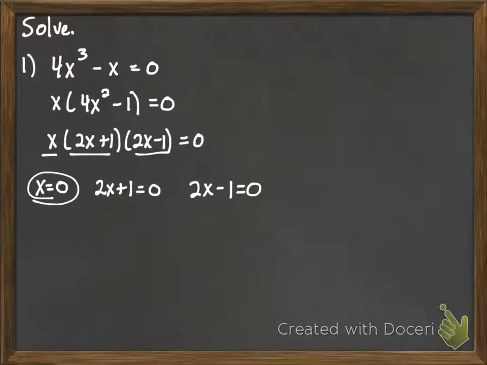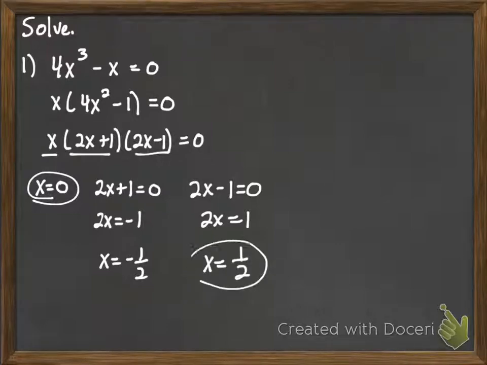So 2x plus 1 equals 0. We subtract 1 from both sides. Alright, and then we can divide both sides by 2 to get x by itself. We get x equals negative 1/2. 2x minus 1 equals 0. We can add the 1 to both sides and get 2x equals 1. And then divide both sides by 2 to get our third answer, x equals 1/2.